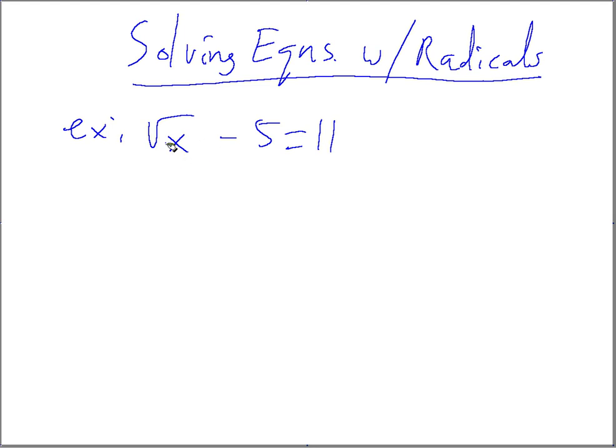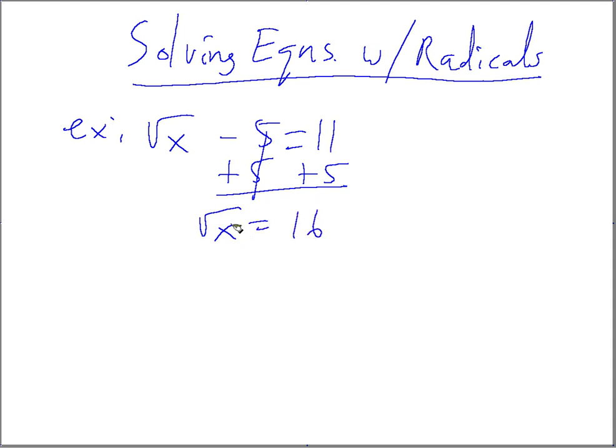Well, so step one, so we solved this equation in the past. It's just a simple square root equation. But to solve this, we're going to first isolate the square root. So let's go and add 5 to both sides, since that's not part of the radical here. This is outside the radical, just add it to the other side here. So we get square root of x is equal to 16.